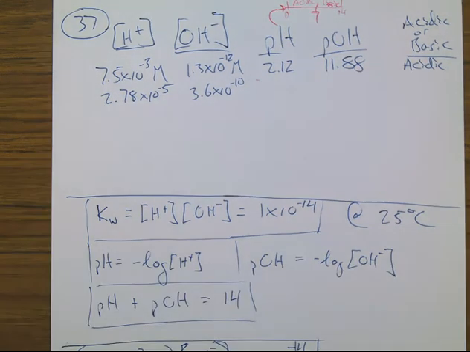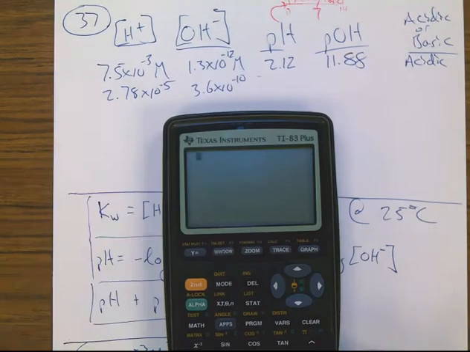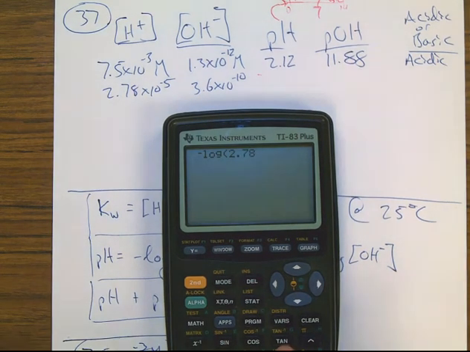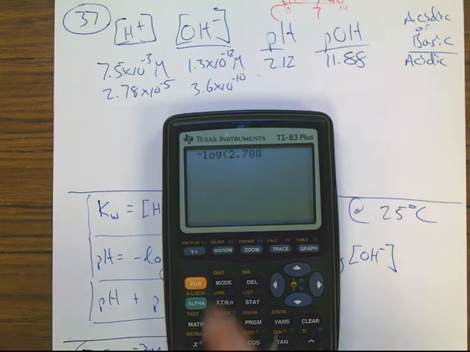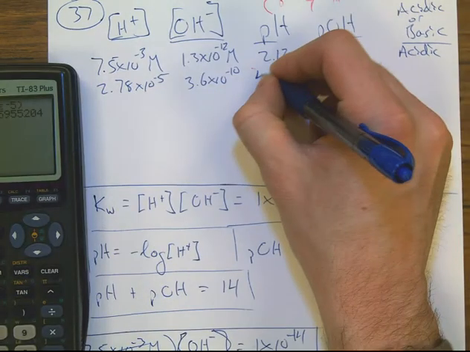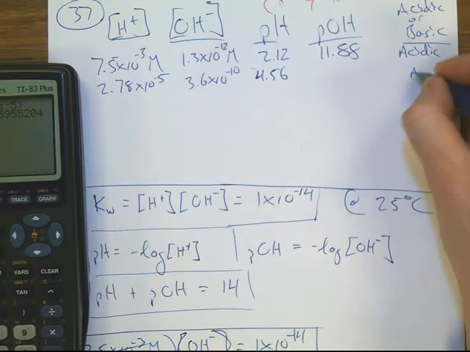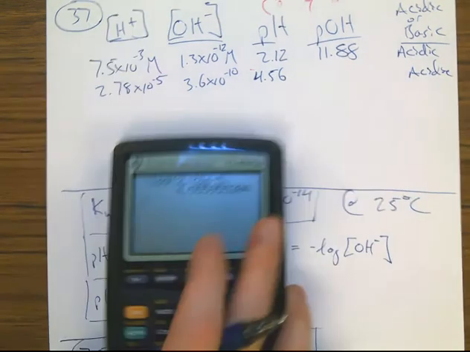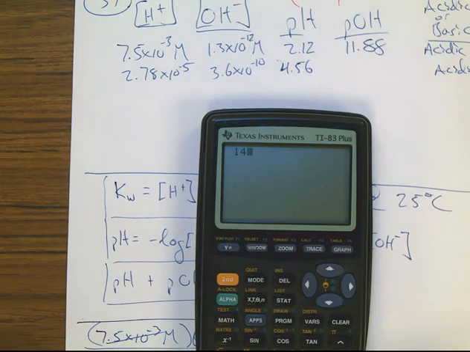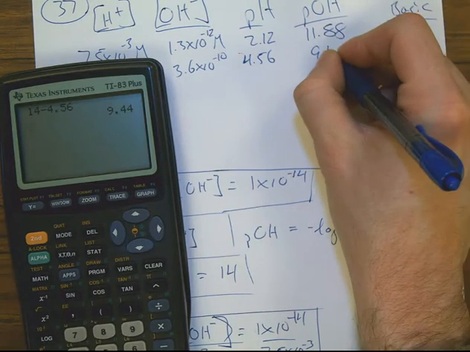Now I'd like to show how to actually do this in your calculator when you're using the negative log. So I'm going to hit negative log and then that 2.78 times 10, and I'm using the E button, of course, times 10 to the negative 5th, enter, and I get my pH of 4.56, which is still below 7, so I know it's going to be acidic. And to figure out what the pOH is, remember, pH plus pOH is always going to be 14, so 14 minus 4.56 is going to give us 9.44.